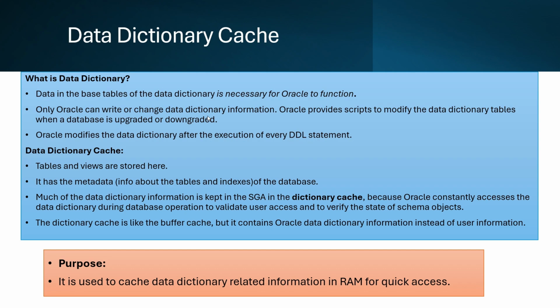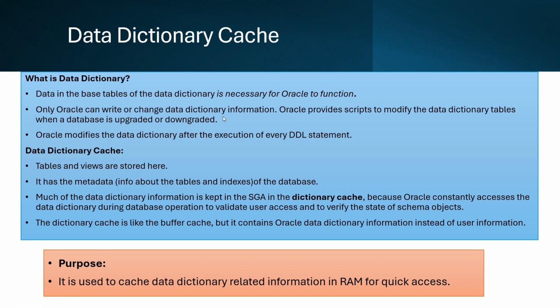So the data dictionary will have all the tables, objects, indexes, all the database objects information. It can be a table or index, anything. Only Oracle can write or change data dictionary information. Oracle provides scripts to modify the data dictionary tables when the database is upgraded or downgraded. So you cannot do any modification to a data dictionary. It's inbuilt.